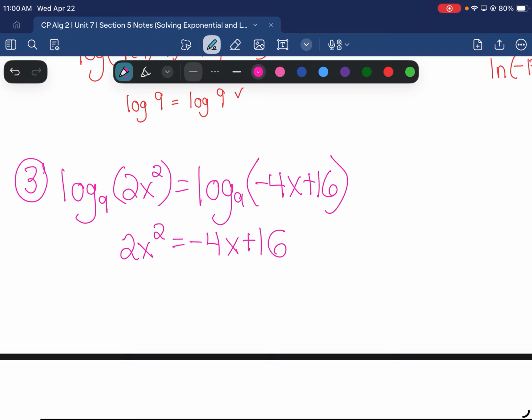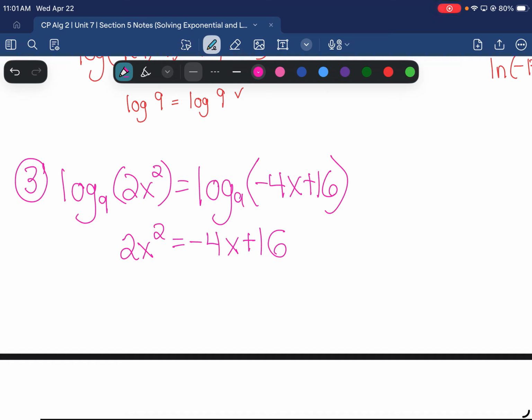Why is this one different than the last two? Because it's a quadratic. So we're probably going to want to end up factoring, or do something before I start factoring.